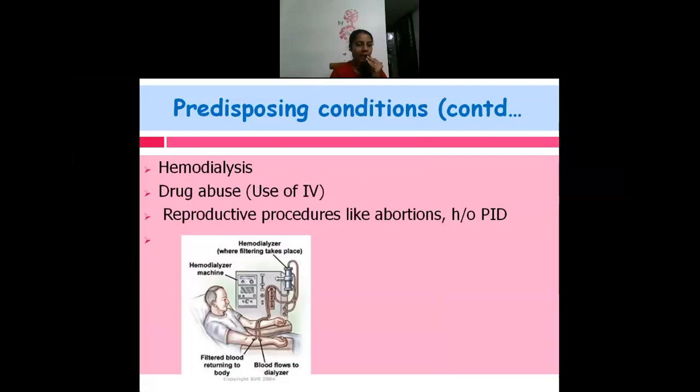Next is some other procedures like your hemodialysis, isn't it? Now, the hemodialysis procedure is commonly done continuously, isn't it? So during this time also what happens is the bacteria can enter and it can multiply and can predispose for endocarditis. Next is reproductive surgeries like maybe conducting abortions or even conducting deliveries, or if there is any history of pelvic inflammatory disease. In all these cases, it may predispose a person for endocarditis.